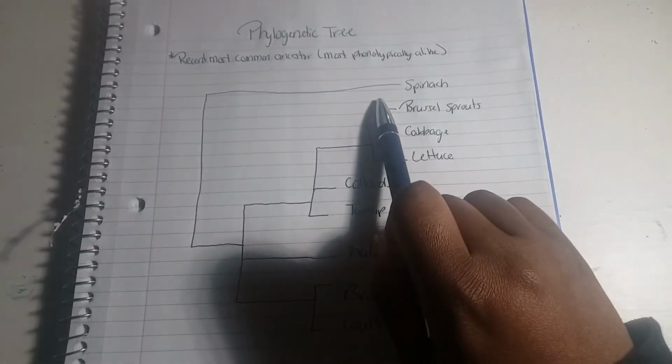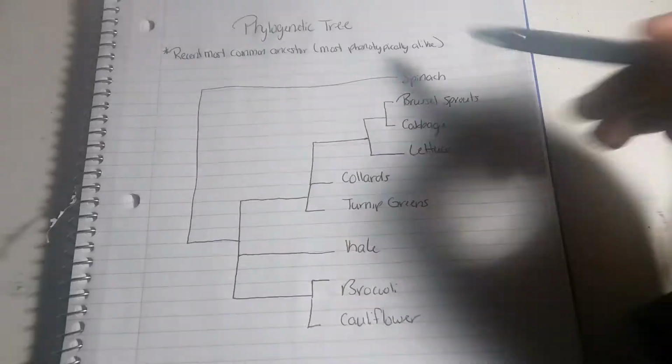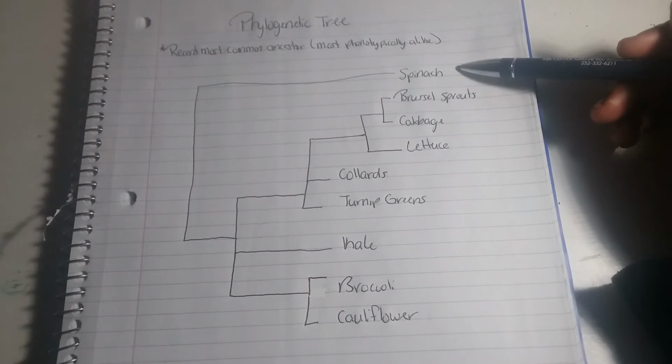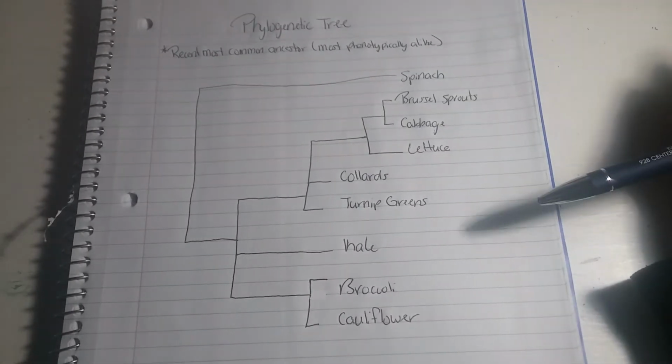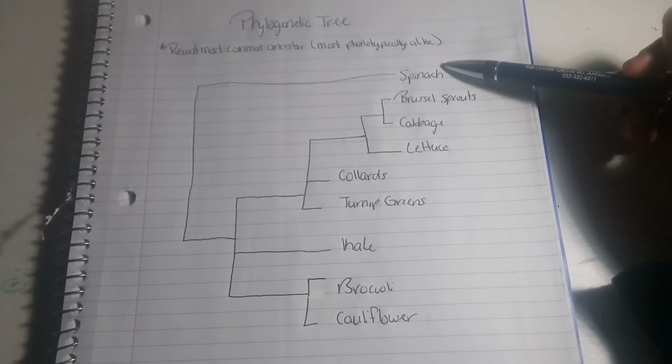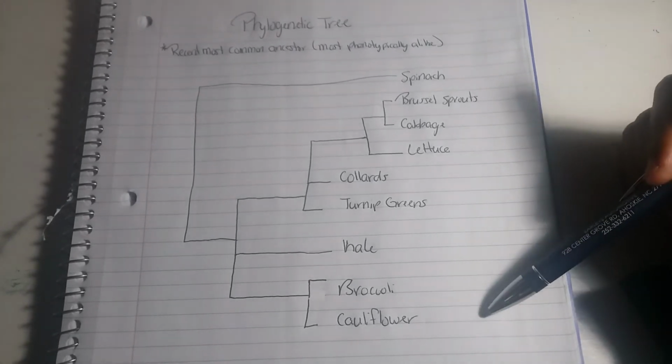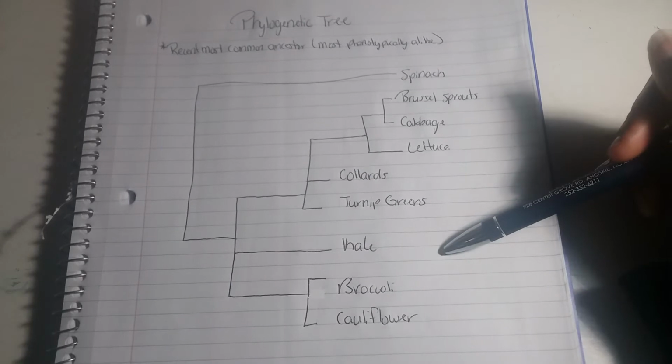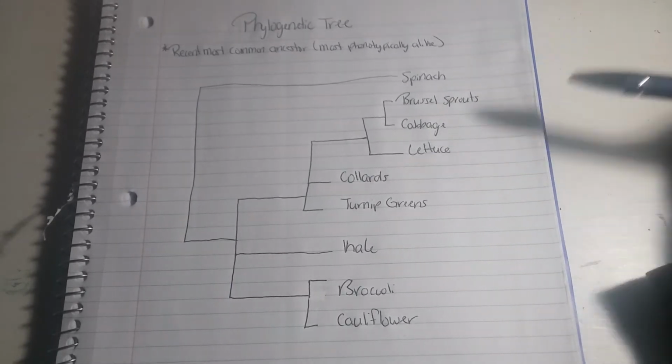So you see we have our longest line here is spinach. So this is known as our outgroup, and our whole tree is rooted because we have an outgroup. And I chose this as the outgroup because spinach doesn't really look like the rest of my vegetables. The rest of my vegetables are really like bunched together, where spinach is kind of like its own thing.